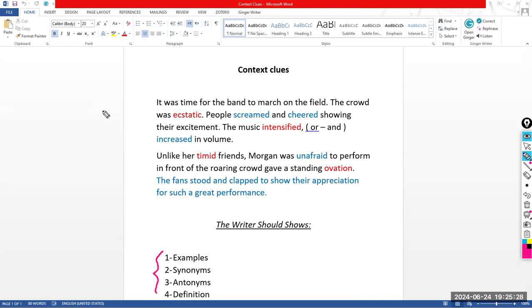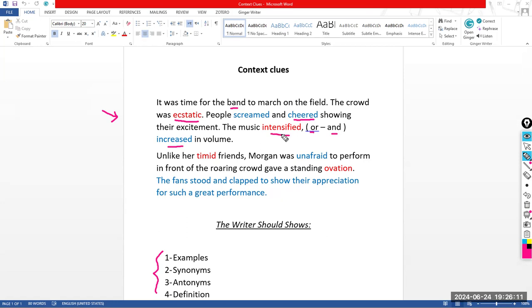Let me explain them. Let's imagine that in the Duolingo exam, in Read and Complete, you have this text. The text says: it was time for the band to march on the field. The crowd was ecstatic. People screamed and cheered. Now maybe you don't know the meaning of cheered, but it's similar to screamed. Or maybe you don't know, for example, showing their excitement. The music intensified, or maybe and increased.